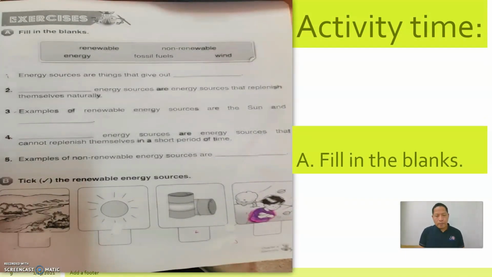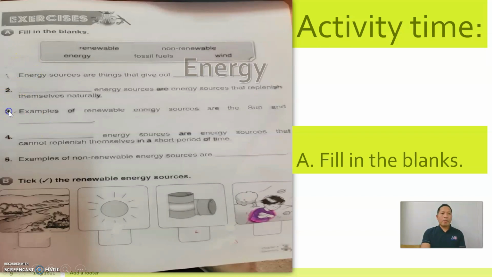Activity time. Open your book and find exercise A, fill in the blanks. All you have to do is find a word. There are 5 words in the box, and you can fill in this blank. 1, 2, 3, 4, 5. And then here you can check whether renewable or non-renewable. Okay?